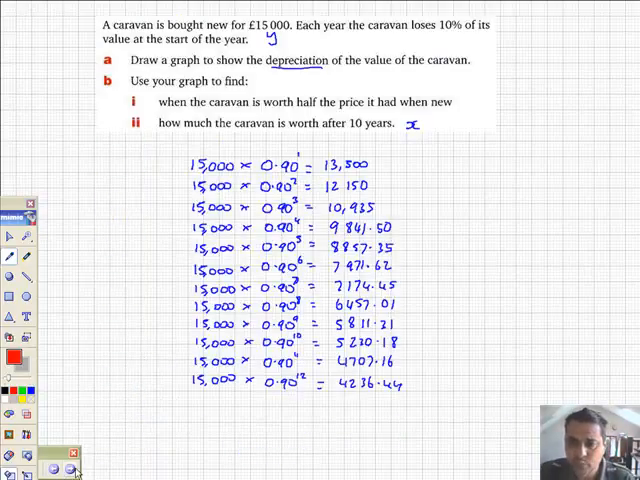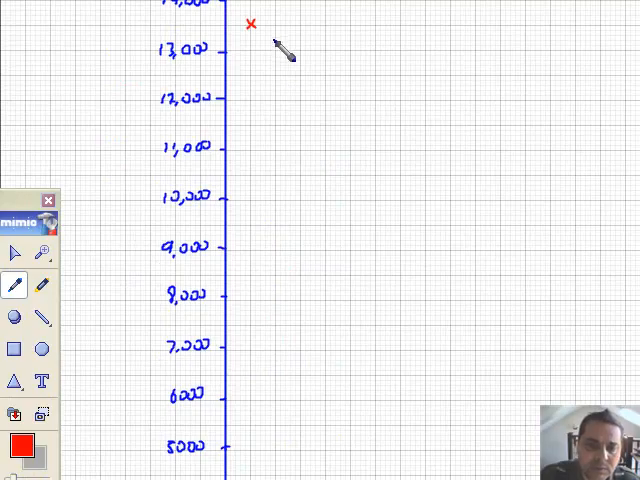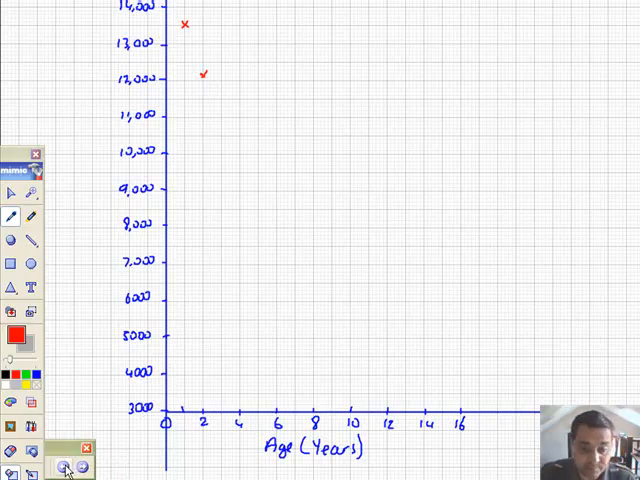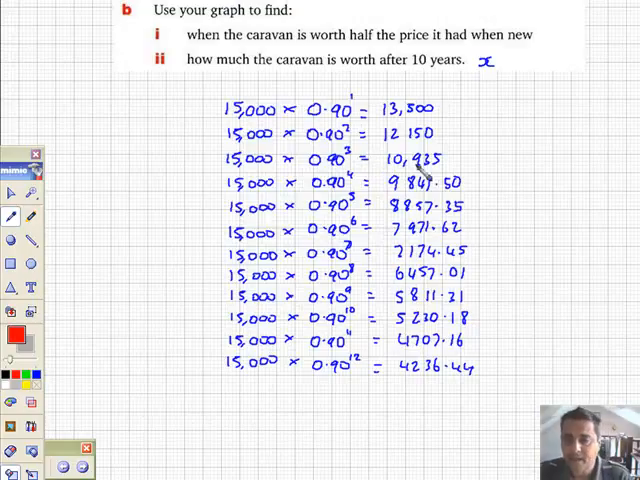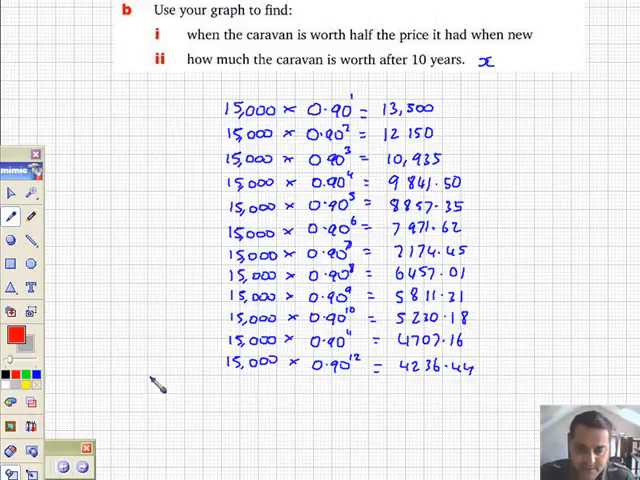2 years, 12,150. I can only go to 12,100 really. I can't do any better than that, so I call it 12,100. And then 10,900 after 3 years, which is about there. See, it's still dropping very sharply, isn't it?